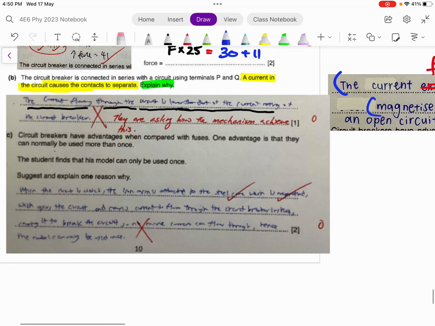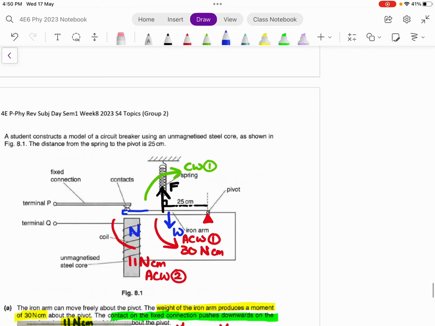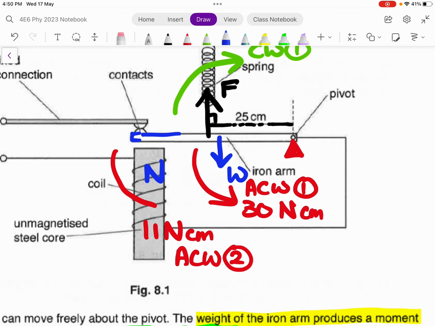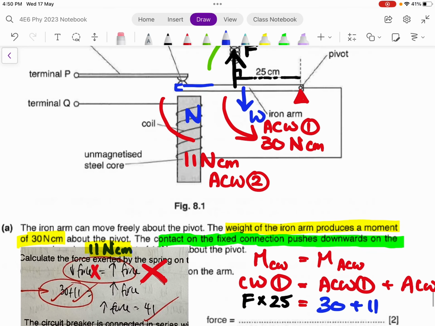Then after that, for part C, suggest why you cannot reset the circuit breaker. Down here, you need to point out that the steel is a hard magnetic material, and because of that, once it becomes a magnet, it will become a permanent magnet, and as a result, the iron arm will always be attracted by this permanent magnet.